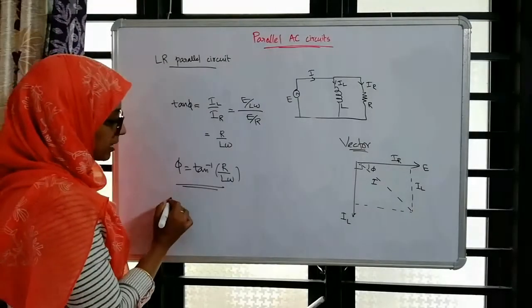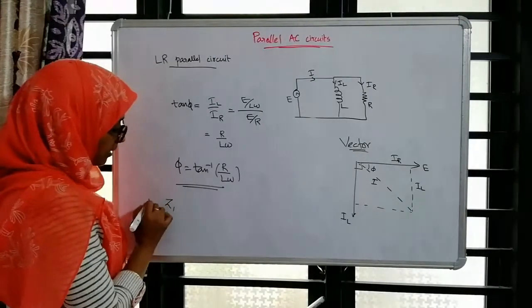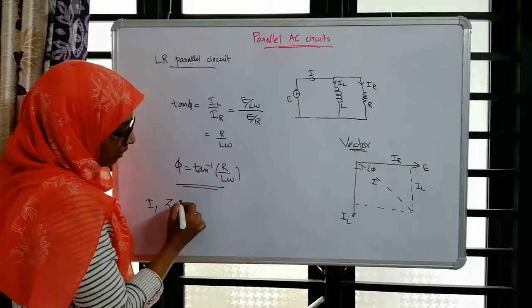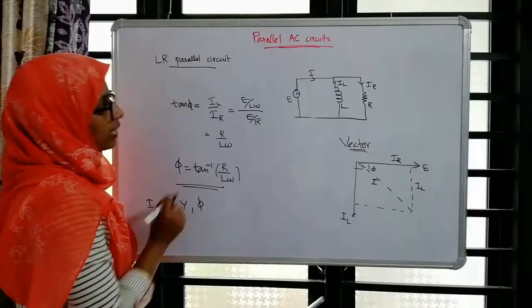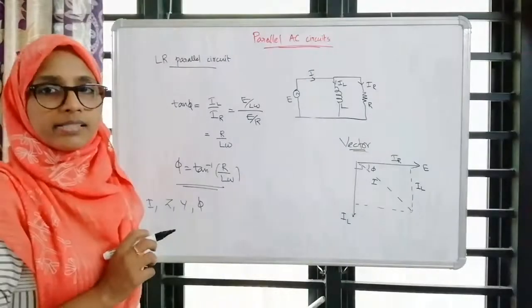So we have discussed the impedance, the net effect of current, the admittance and also the phase angle of a parallel LR AC circuit.